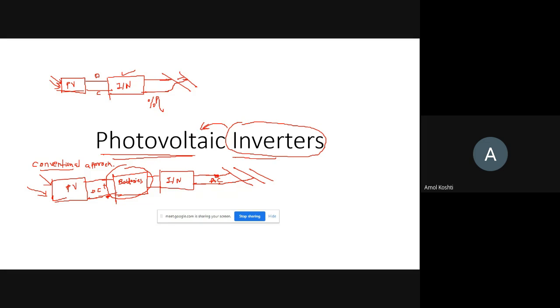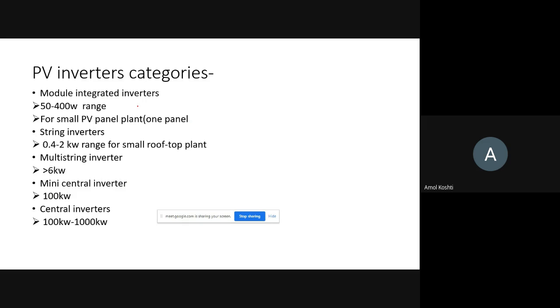How the operation is there? How the switching is there? So that we are going to see in this chapter. Okay, so we'll see one by one. So here, depending on our power system plant, these PV inverters are categorized in this way.